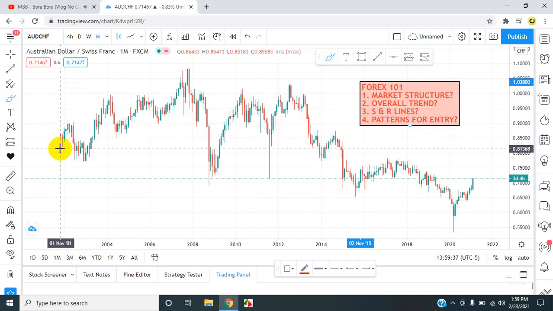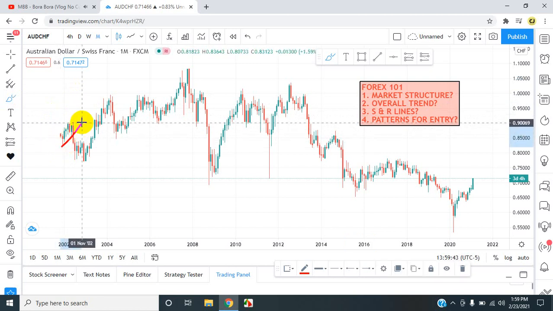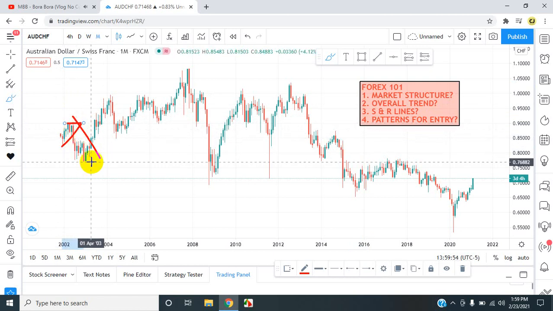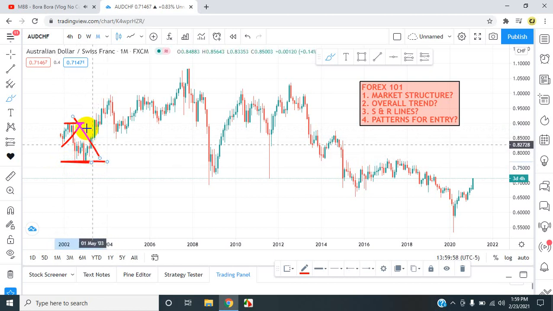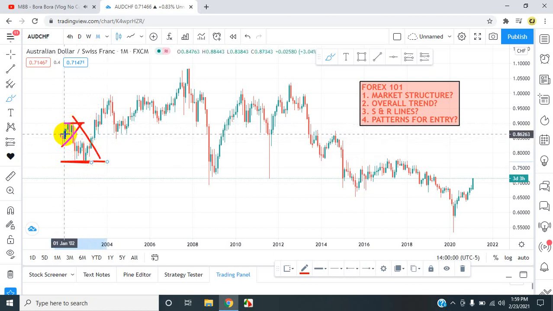Back in November of 2001, the market started off here. It went straight into a push up. From there, the market pushed back down. When the market pushed down, because it wouldn't break this resistance, it went into areas of lower lows, and it also created a pattern that I see on a monthly time frame, which is the W pattern.